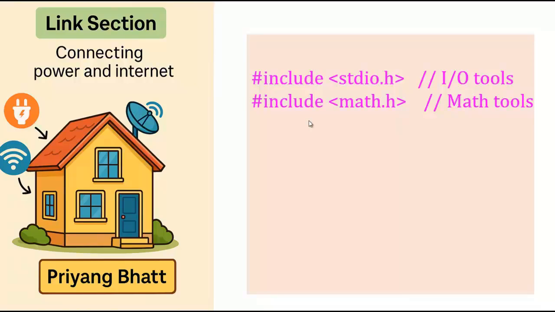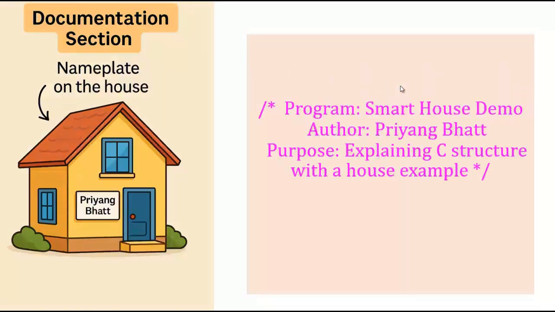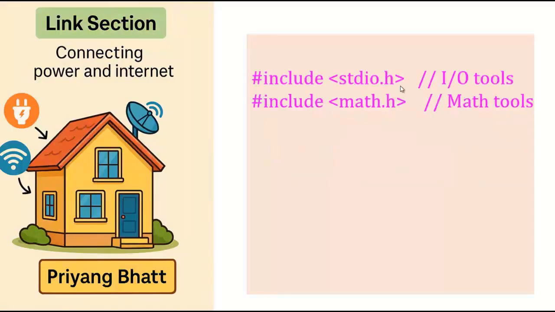These are like ready-made services we can use inside our program. You can see stdio.h for printf and scanf that we are using, right? Math.h contains many functions like sine, cos, tan, power, square root, etc. So please remember, in C, we use the link section to connect to libraries, like power and internet connection at our house. Clear, right? First section, documentation section, nameplate on the house. Second, link section, connecting power and internet.